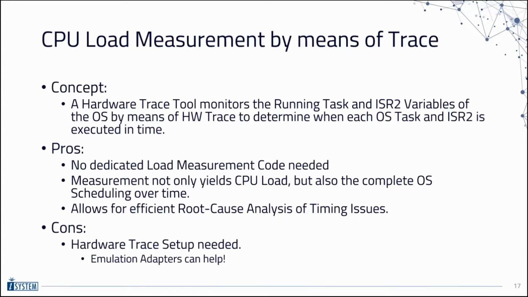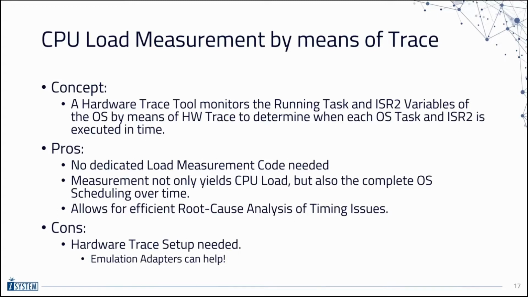To measure CPU load in an OS-based system, the trace can record all accesses to the running task and ISR2 variable with timestamps. There are many benefits to this method. There's no overhead from code instrumentation. The trace can record all task and ISR execution as well as idle time, which allows greater analysis of timing issues. You can see CPU load over time and see the tasks and ISRs that are running at any moment in time.